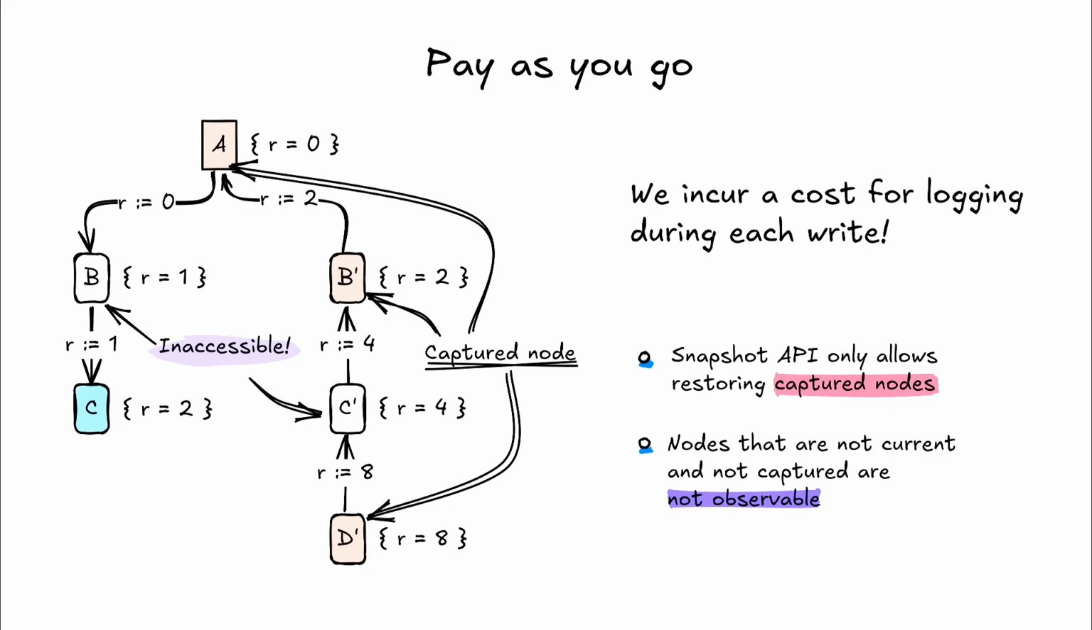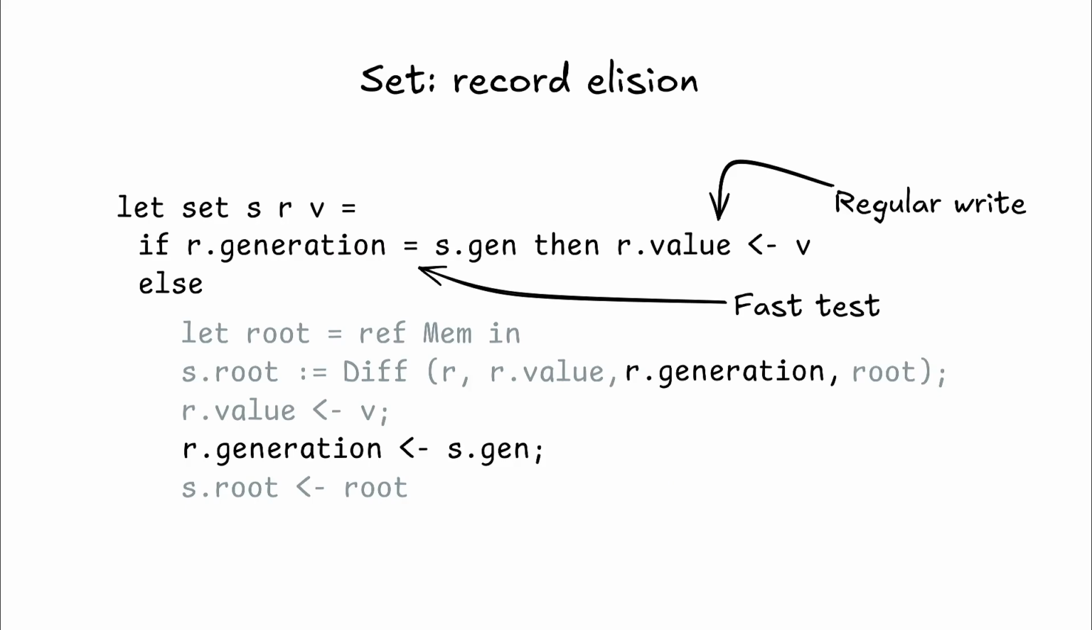So here in this graph, we have some nodes that have been captured by the user, but we also have nodes that are inaccessible. And we can probably try and avoid materializing those nodes and those edges. And this is exactly what the record elision optimization does. We are going to have some markers, and I'm not going to go into detail into how exactly we implement this. This is explained in the paper.